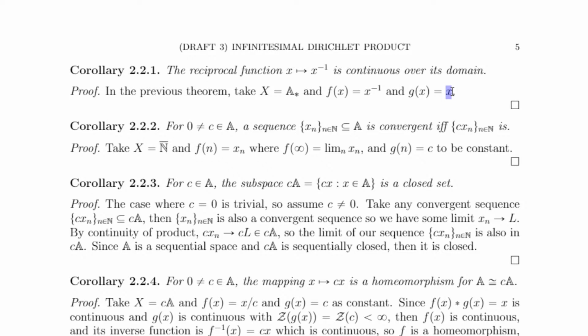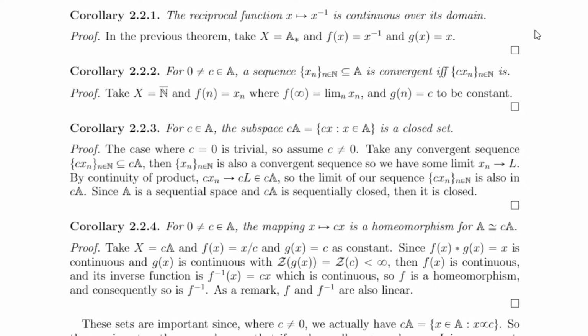be continuous, so long as we're in a domain where this g has a constant z value, which it will in A star. The next corollary to this result is actually super useful. We'll probably use this one implicitly a whole lot.